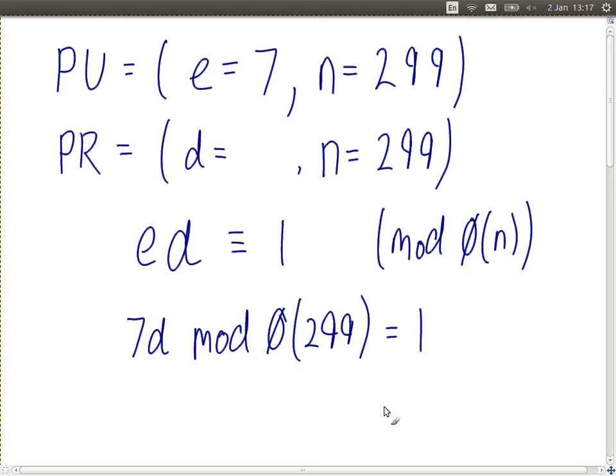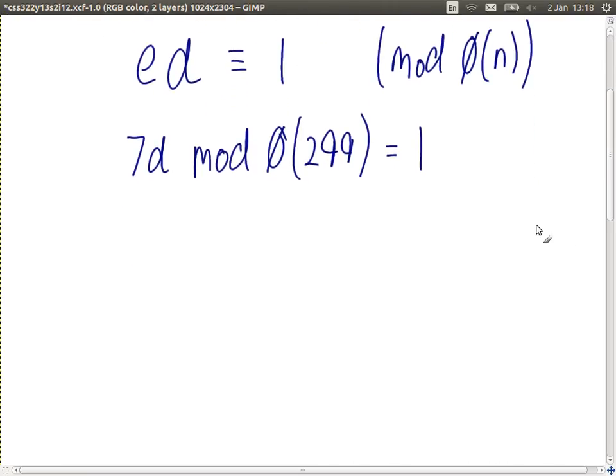Let's try. So, now, I'm trying to find D. I need to know the totient of 299. Remember, the definition is that it's the number of numbers less than 299 which are relatively prime with 299. That's the definition of the totient. But counting all of those numbers, 1 up to 298, and checking if they're relatively prime takes too long, at least for this exercise, without a computer. We need to take advantage of the other knowledge we have, N equals P times Q, where these are primes.